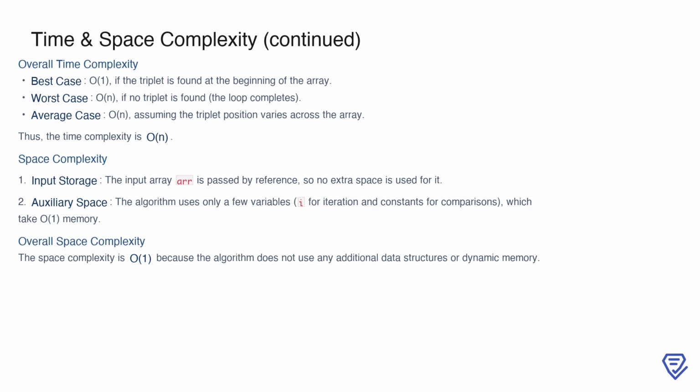Moving on to space complexity, the input array is passed by reference, meaning no extra space is used for storing it. Additionally, the algorithm only requires a few variables for iteration and comparisons, all of which consume constant memory. Thus, the overall space complexity is O(1), as no additional data structures or dynamic memory are used.